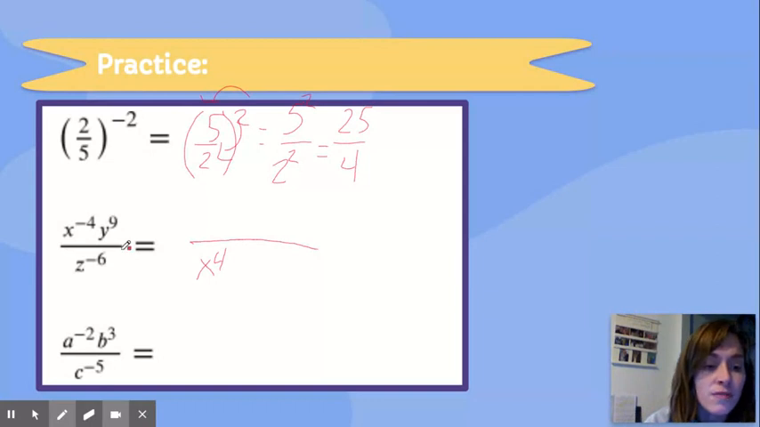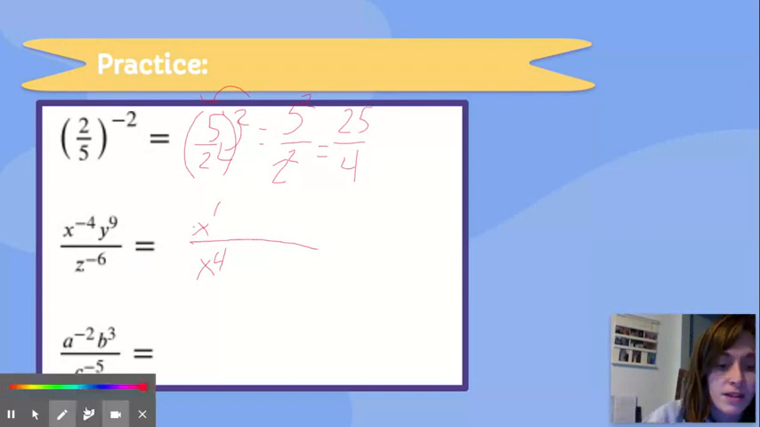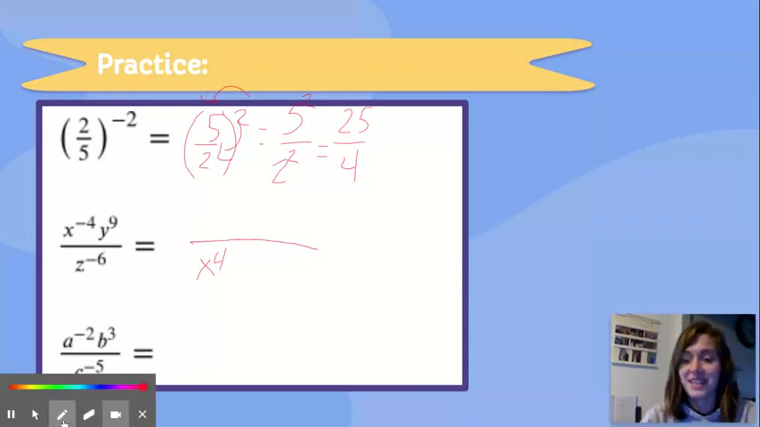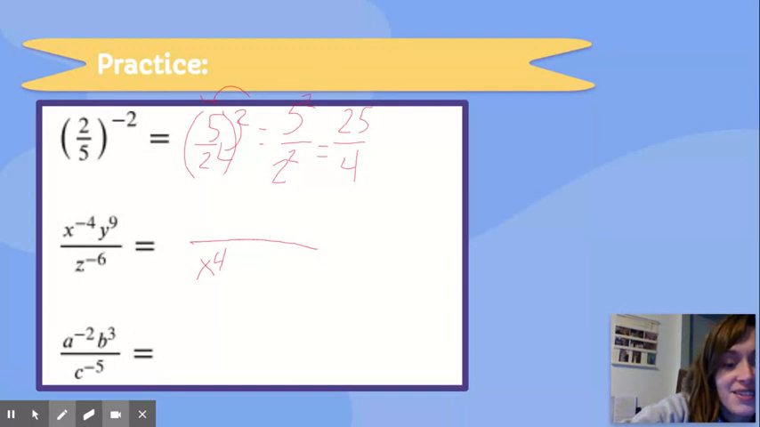And to move the z to the negative 6 to the numerator, to make it, oops, it's supposed to be a z. Let me get my eraser. To make it positive. So we have z to the 6th.